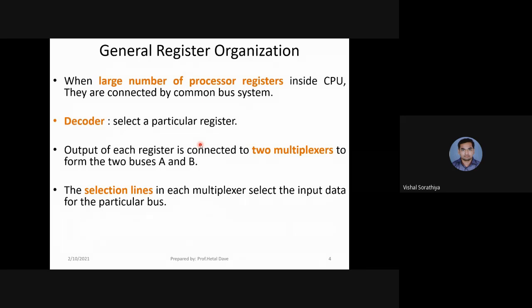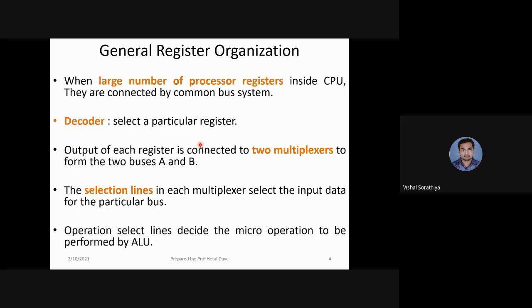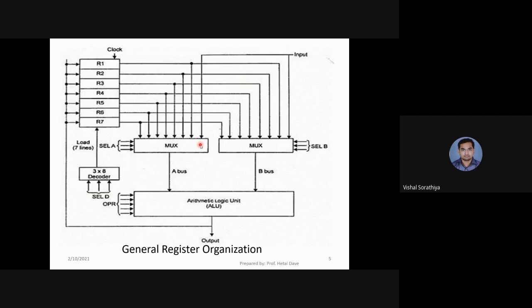So each register output goes to two multiplexers, one for the first side and one for the second side, A and B. The selection lines in each multiplexer select the input data for the particular bus. If we see the overall architecture, it looks like this. To do arithmetic and logical operations, you require two data, register one data and register two data. You require two separate registers to work with, and the ALU cannot perform an arithmetic operation without at least two operands.